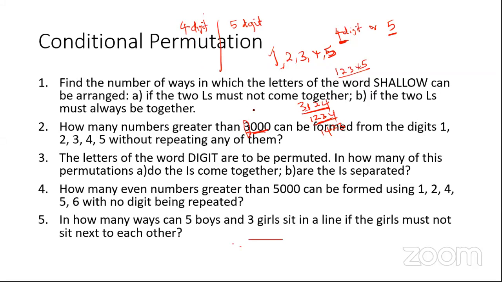So for a 4-digit number, it cannot start with just anything. I need to sort that one out before I use my permutation. 1 cannot start, 2 cannot start, but 3 can start. Like 3124 is greater than 3,000. So 3 can start, 4 can start, 5 can start. It means to fill in the first position, I have 3 ways of filling that.